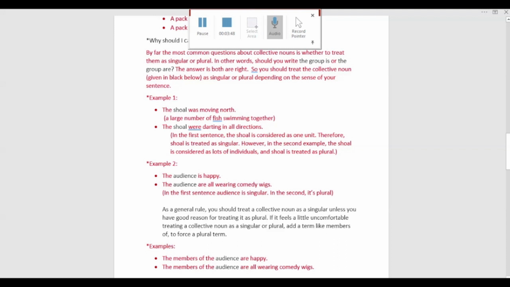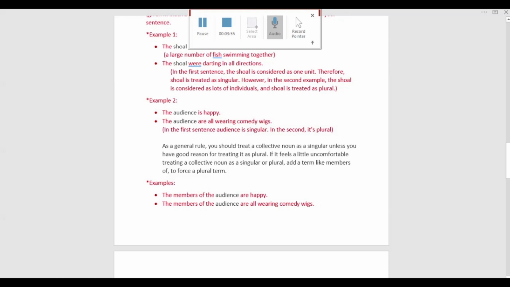The shawl is treated as plural. So in the second sentence, the shawl is treated as plural form. Plural. Okay. Example 2. The audience is happy. The audience are all wearing comedy wigs. In the first sentence, audience is singular. In the second sentence, it is plural.